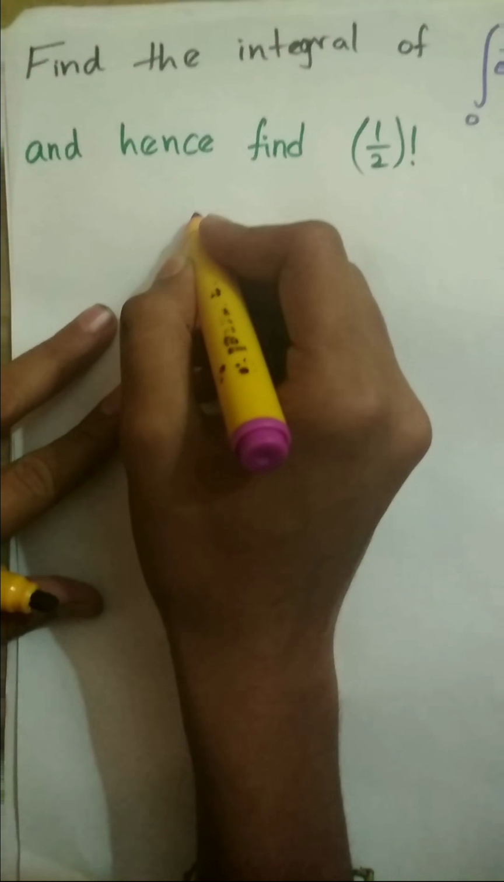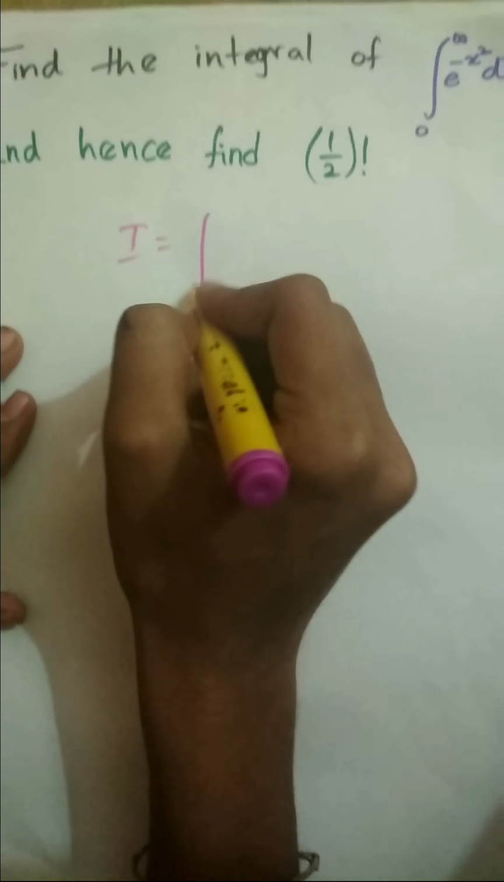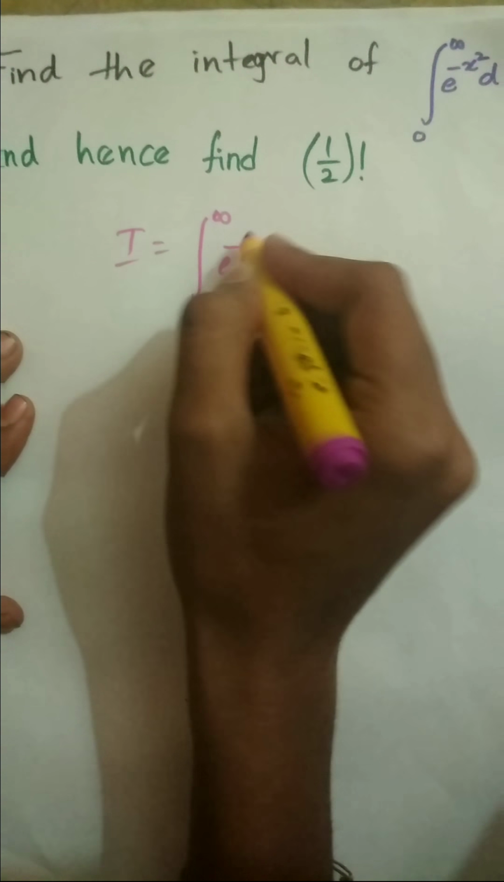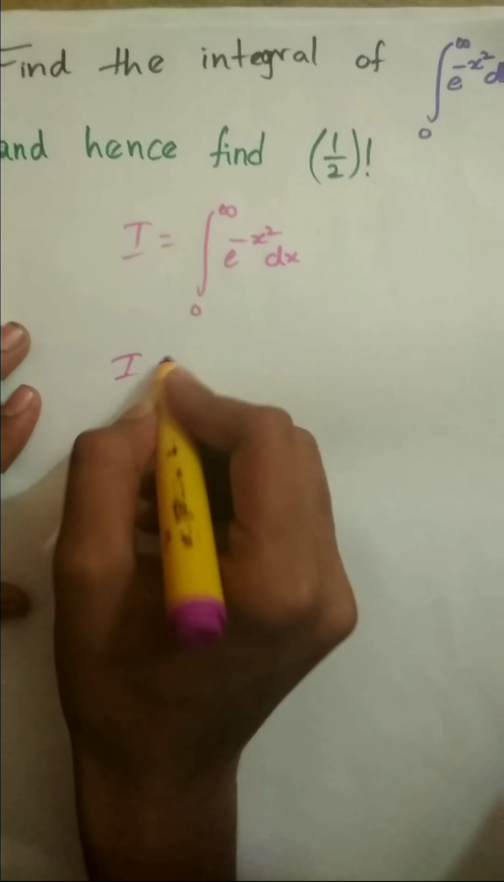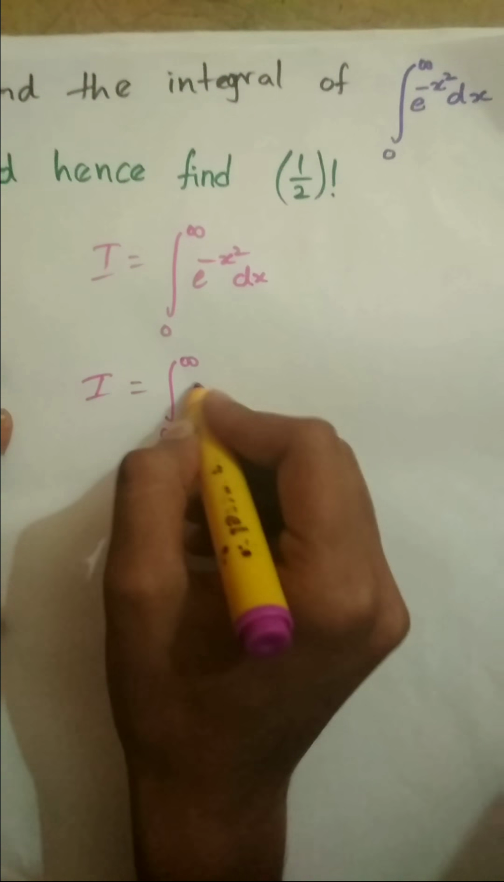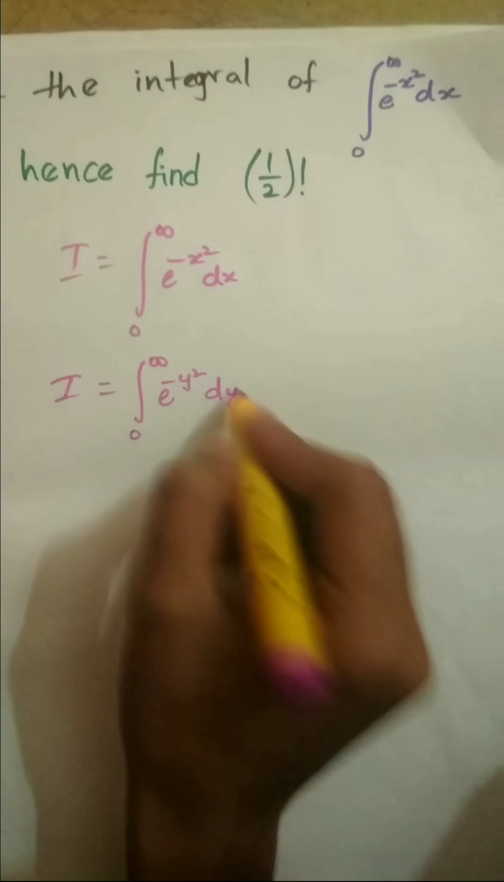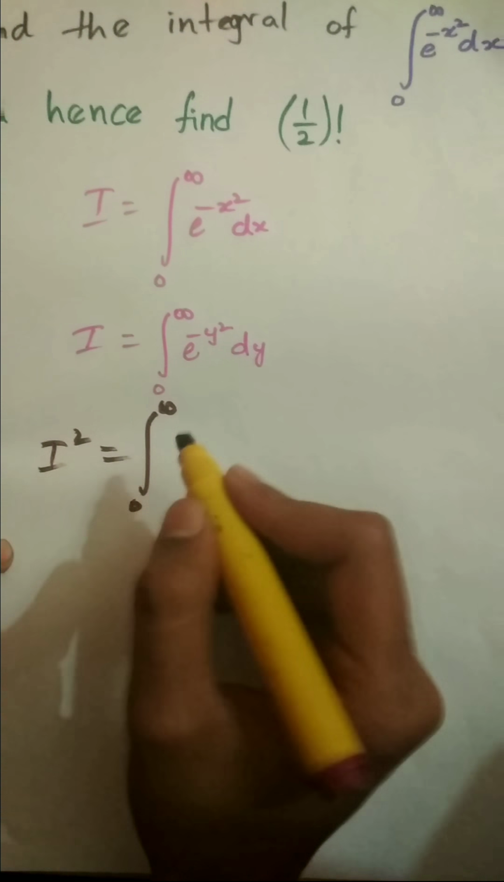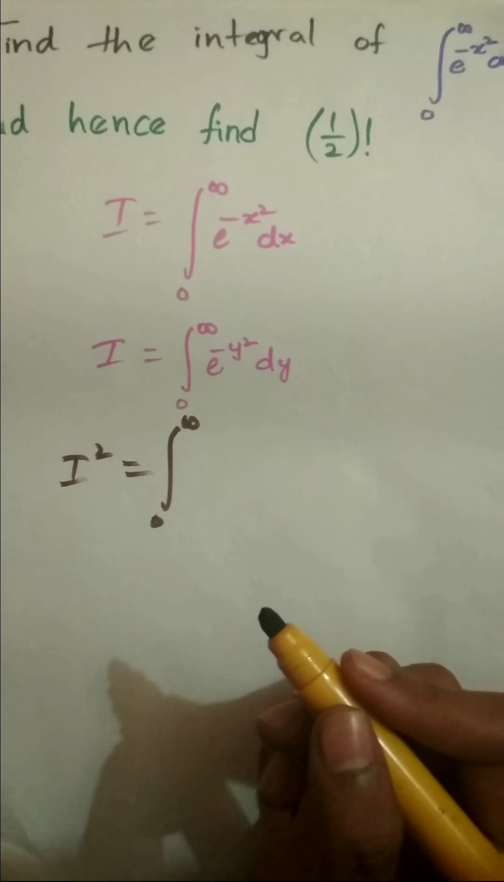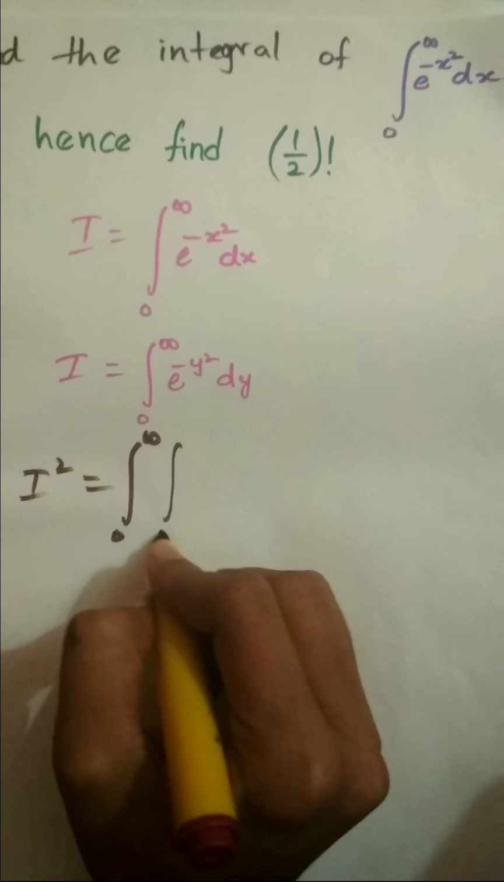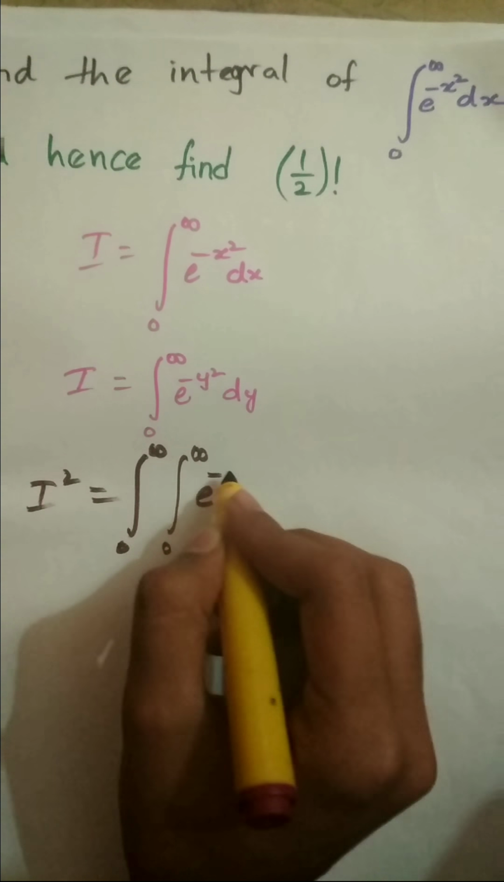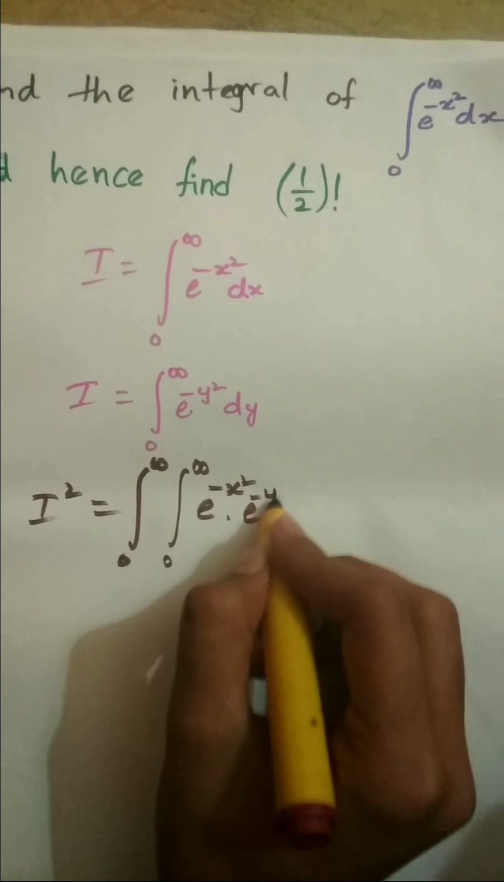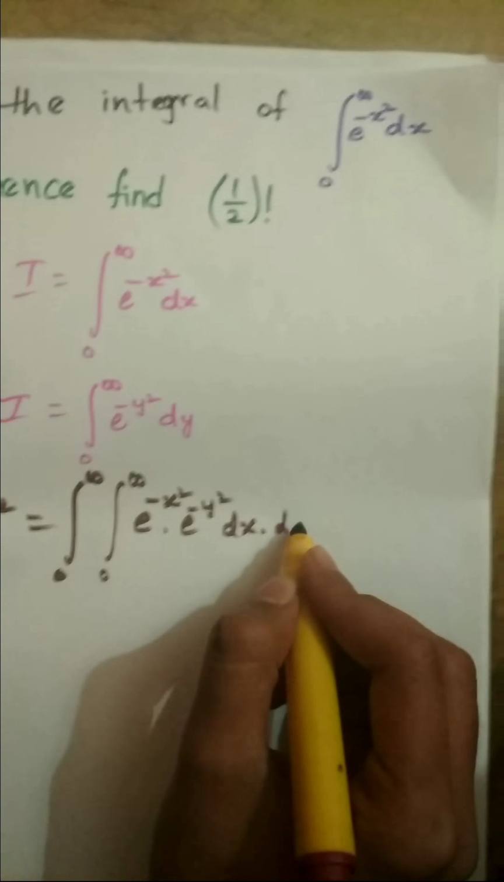For this, let us first consider I is equal to the integral from 0 to infinity of e power minus x square dx. Changing the variable to y, we have I is equal to the integral from 0 to infinity of e power minus y square dy. Multiplying the two equations, on LHS we have I into I, that is I square, is equal to the integral from 0 to infinity and the integral from 0 to infinity of e power minus x square into e power minus y square into dx into dy.